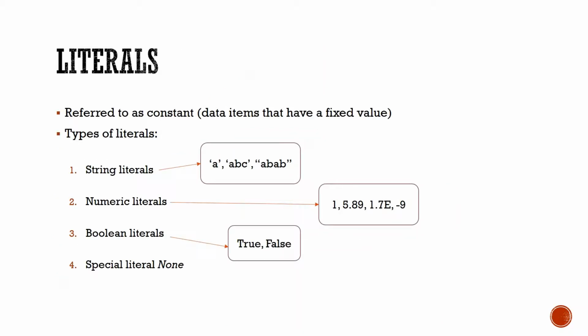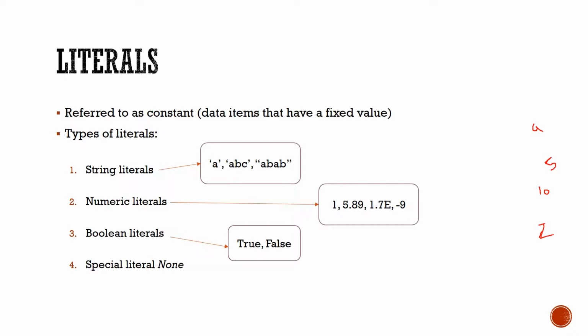Next topic for today is literals. What are literals? Literals are basically referred to as constants. What is a constant? A data item that has a fixed value is known as a literal. If I am writing 10 over here, it is a literal. I am writing 5, it's a literal. I am writing A, it is a literal. I am writing something else, Z, it is a literal. So any constant which has a fixed value is known as a literal.